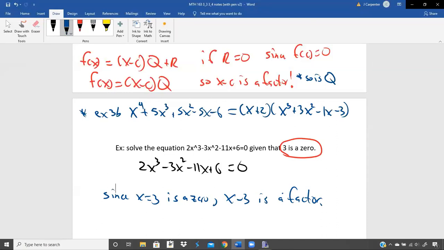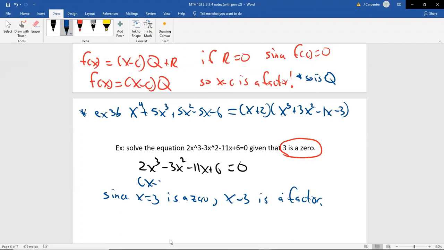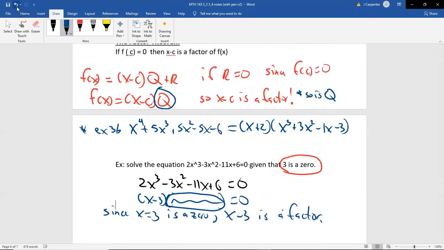So that means that this right here can be written as x minus 3 times something else. But the question is, what is this something else? Well, the factor theorem says that it's the quotient whenever you do your synthetic division. So, oh, shoot, we do need to do that synthetic division.